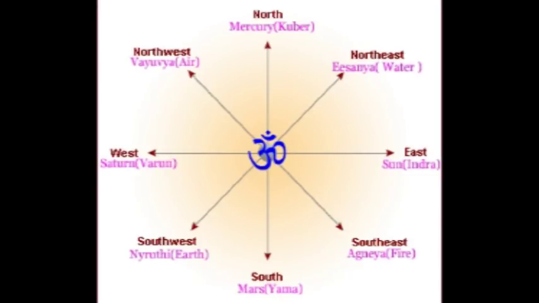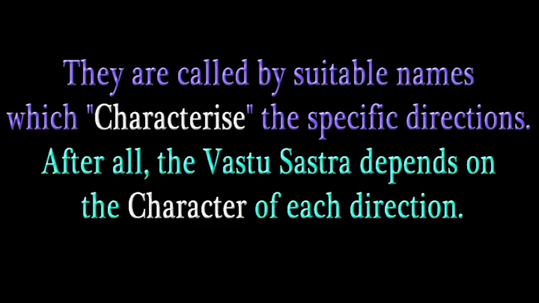However, as far as Vastu Sastra, the architectural science of India, is concerned, they are called by different names. Why? They are called by suitable names which characterize the specific directions. After all, Vastu Sastra depends on the character of each direction.